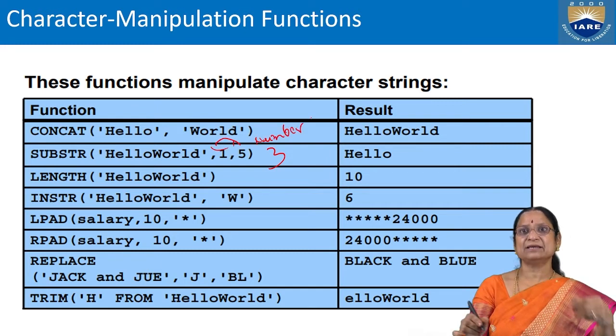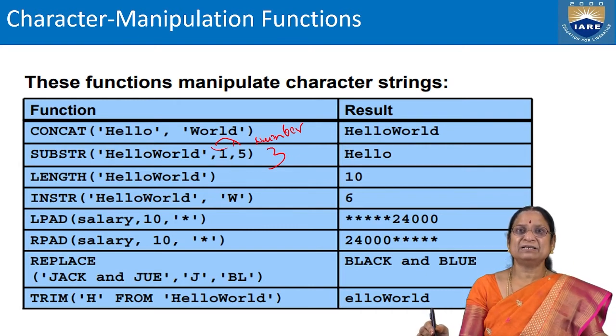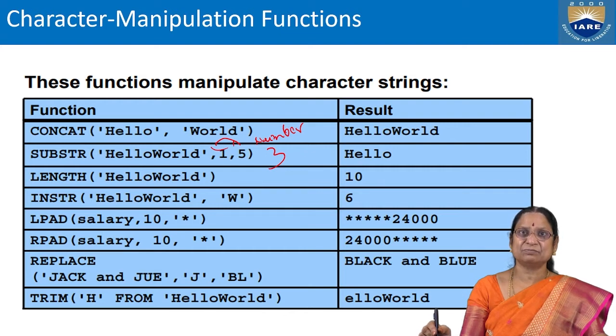Second and third arguments are numbers. That means the second argument specifies from which character we have to start the substring process, and the third specifies how many characters we have to take. So this substring hello world 1,5 means in hello world, from the first character, the first 5 characters must be displayed. That is HELLO, hello.